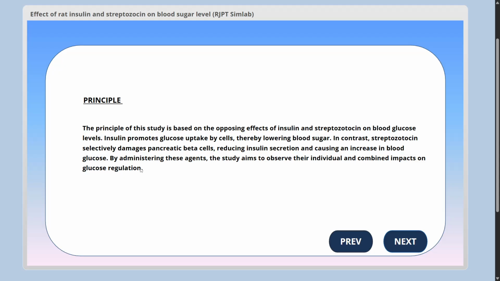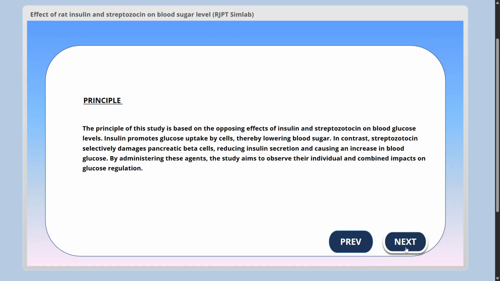And in contrast, streptozocin selectively damages pancreatic beta cells, reducing insulin secretion and causing an increase in blood glucose. So, in contrast, which means opposite, streptozocin works with the opposite effect. How does it work? It damages the pancreatic beta cells. As we know that the pancreas produces insulin, the beta cells present in the pancreas are damaged by the streptozocin drug. That's why it reduces insulin secretion and causes an increase in the blood glucose. This is the opposite effect. So by administering these agents, the study aims to observe their individual and combined impacts on glucose regulation.